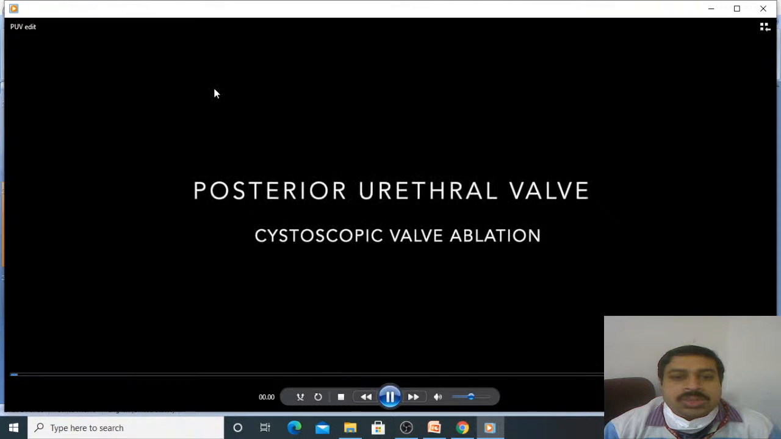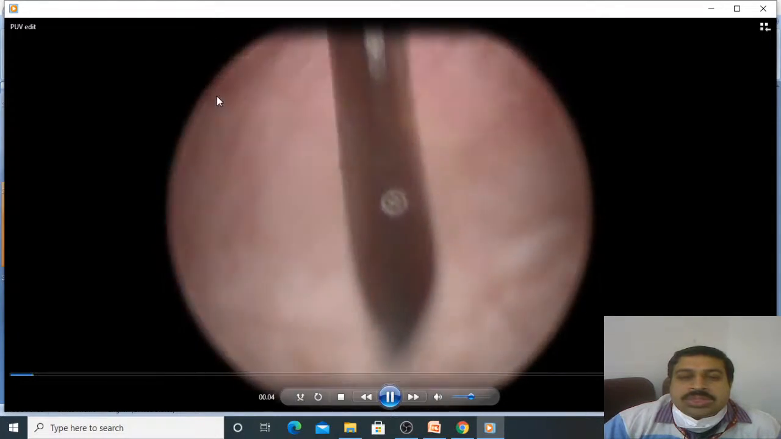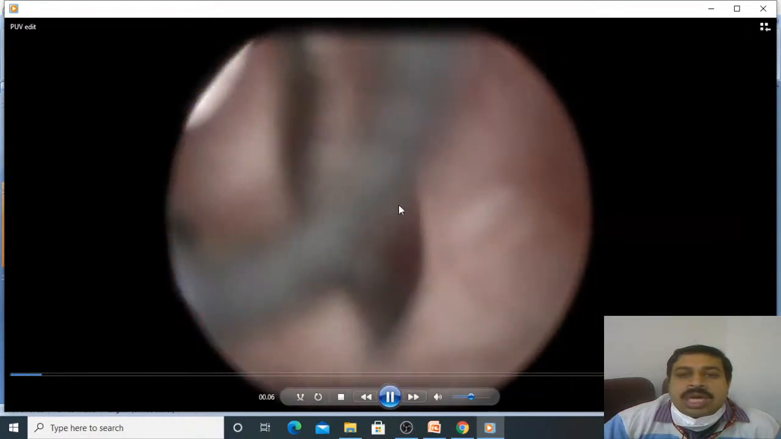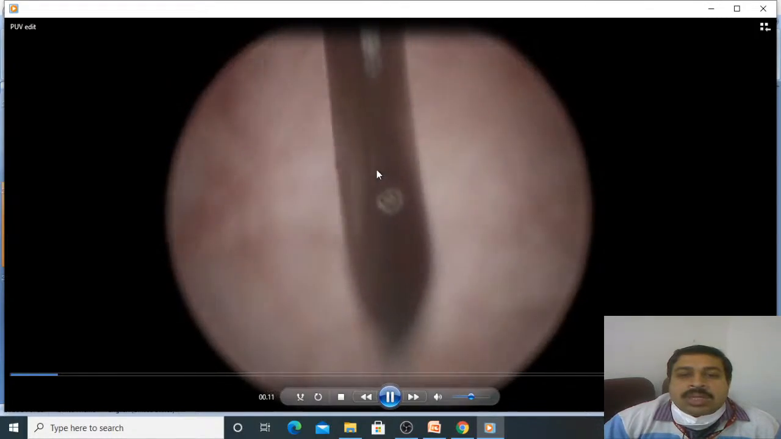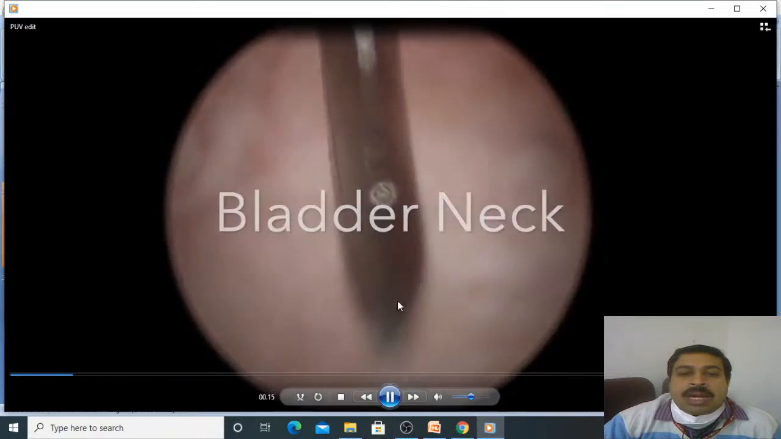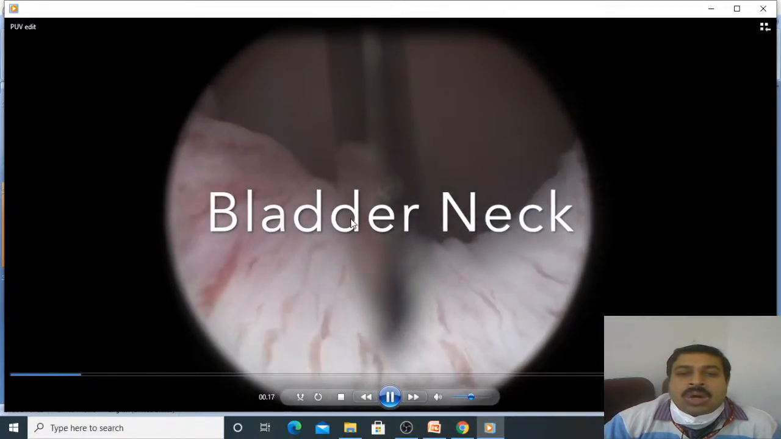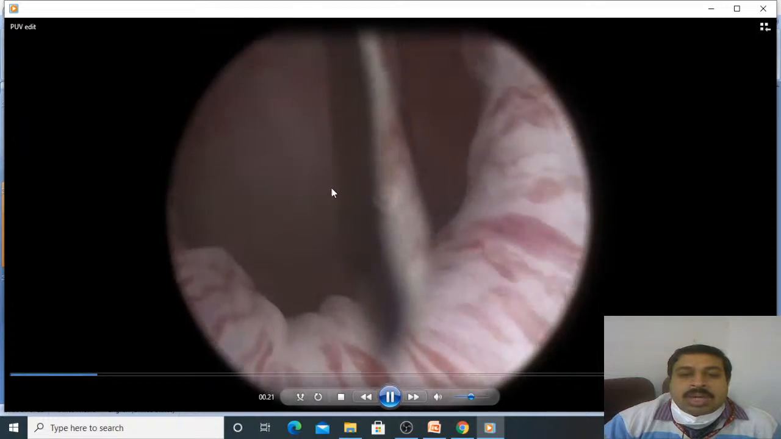Let's see if it works. Okay, so here we have positioned the child in a lithotomy position, and this is the knife I was talking of, the cold knife, sickle shaped. So here you are in the bladder, that's the bladder, and this is the bladder neck area, just at the outlet. But we know that the valve is a little beyond this, so we come down.